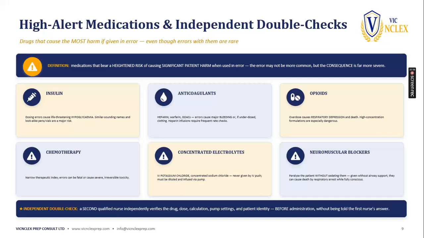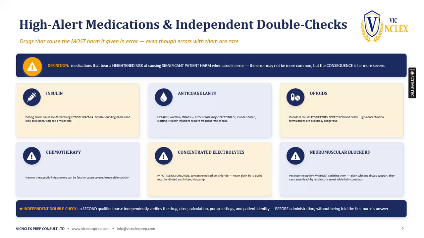You need 2 nurses to double check before you administer. I say high risk medication, these are medication that can cause significant harm to the patient when we give it wrongly. So for high alert medication, you need 2 nurses to do what?